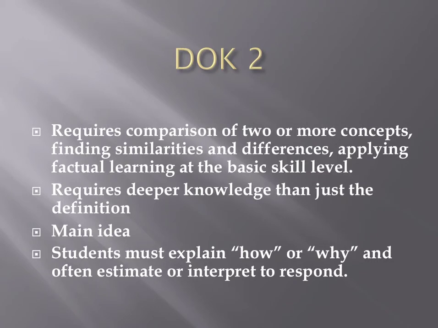DOK 2 increases in rigor, moving away from recalling facts to focus more on skills and concepts instead of facts. Here, students are being asked to not only recall knowledge, but in DOK 2, they must do something with this knowledge, such as compare and contrast by finding similarities and differences. Students are asked to process and find main ideas of text and explain the thought process needed to find an answer, as well as justify their reasoning. Let's see some examples on the next slide.